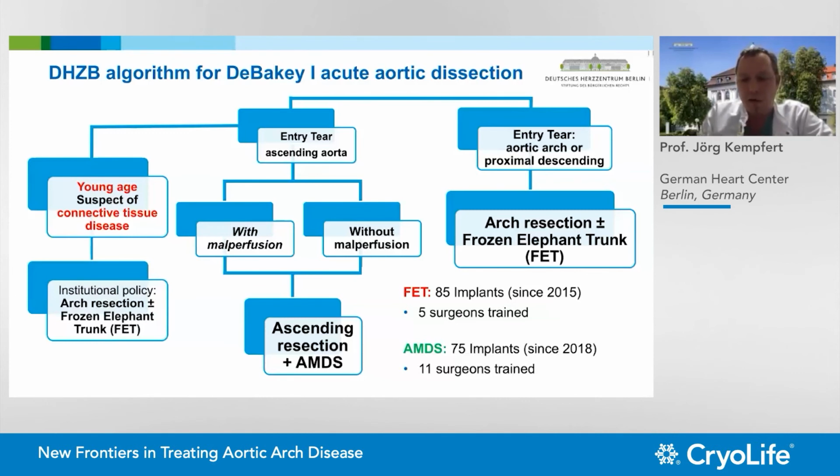However, summarizing our experience so far in the acute type A setting, we have implanted 85 frozen elephant trunks since 2015, but this is only divided among 5 trained surgeons. In contrast, the AMDS is very popular in our institution, 75 implants since 2018, and this is divided among 11 surgeons. So basically, this highlights again that the AMDS is a completely different ball game than a complete frozen elephant trunk arch replacement. And the learning curve is super steep and therefore very well suited for the emergent setting at night.